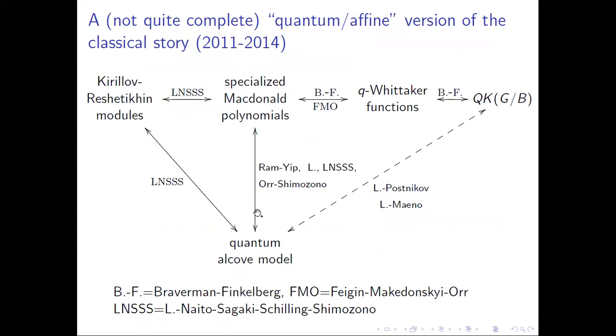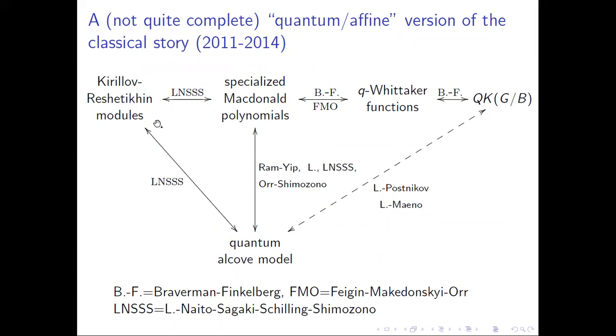So here's my first slide of a q version, of a quantum affine version of the connection between representation theory and geometry. So this was the state of the art around 2011, 2014. So let me explain this a little bit. I won't go into much detail because then I want a more complete version of the story.